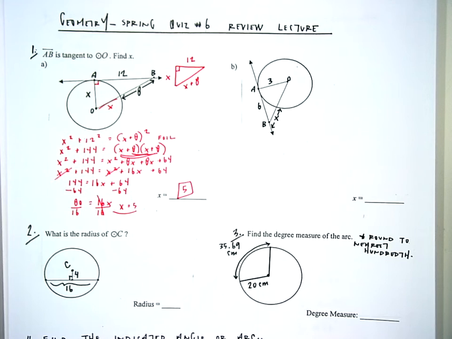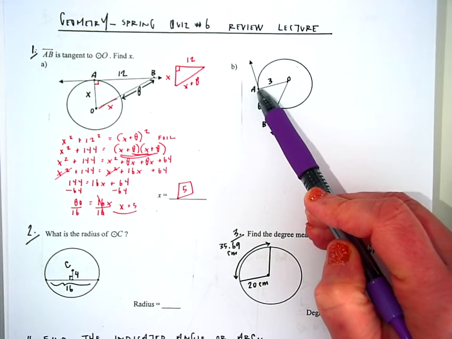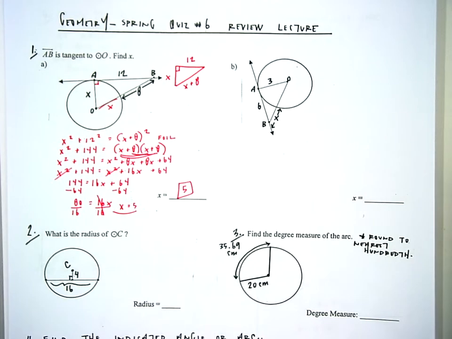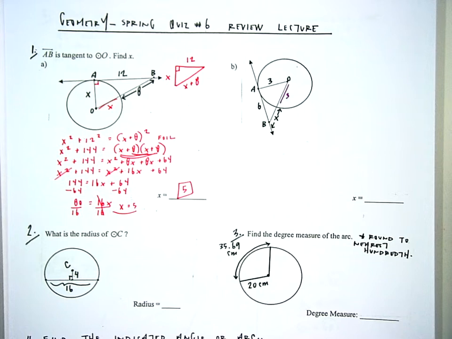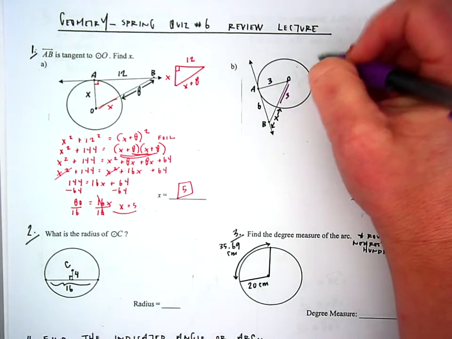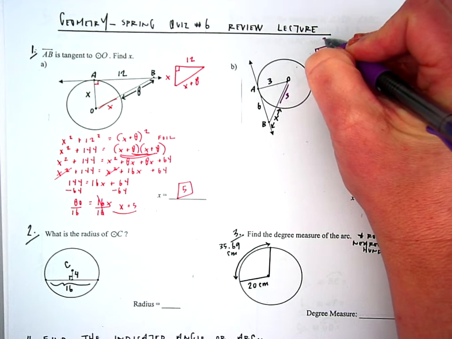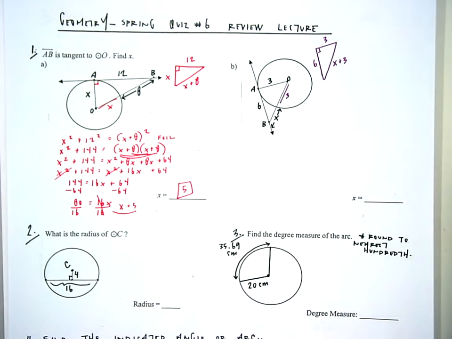Okay, next one, similar idea. So we're starting off with a tangent, right? It's touching the circle in one spot. That's my point of tangency. And here's my radius. So I know that if my radius is 3, that span right here has to also be 3 because any radius has to be congruent to any other radius. So again, I'm going to use that strategy of drawing out the right triangle off to the side. So this leg is 3, this leg is 6, and this hypotenuse is x plus 3.